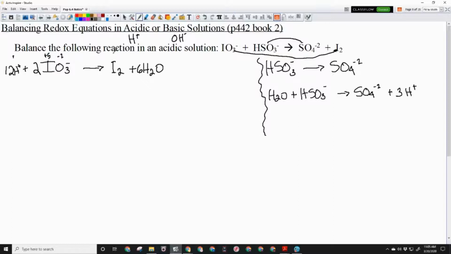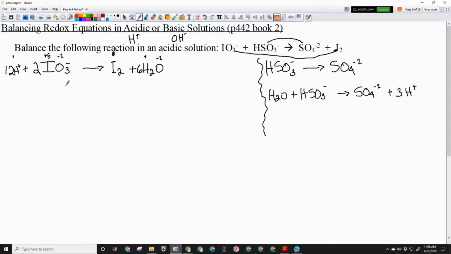Over on this side, the iodine is by itself, so it's going to have a 0 oxidation number. Oxygen's -2. Hydrogen is +1. Okay, so now what's changing? Well, hydrogen's staying at +1, oxygen's staying at -2, but the iodine is changing. We have a +5 here and a 0 here. So how does that happen? How do we get this from a +5 to a 0?